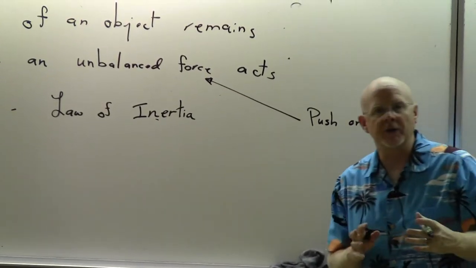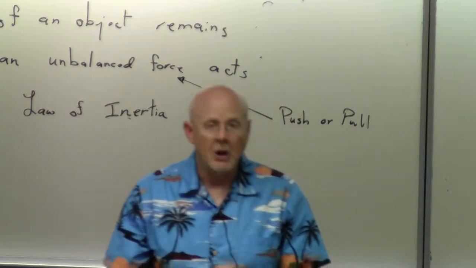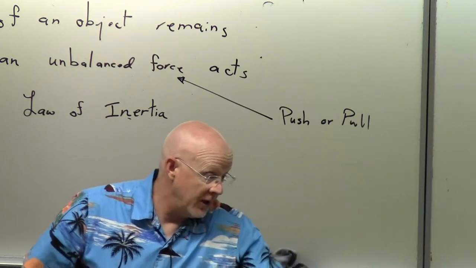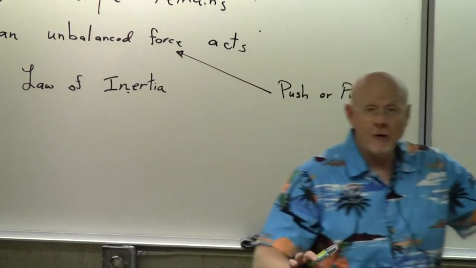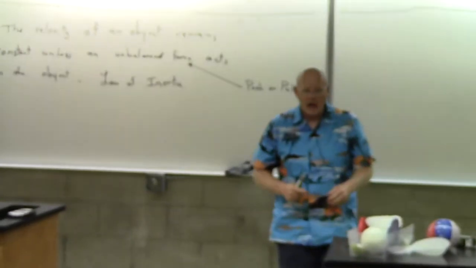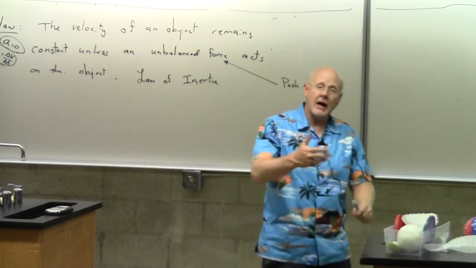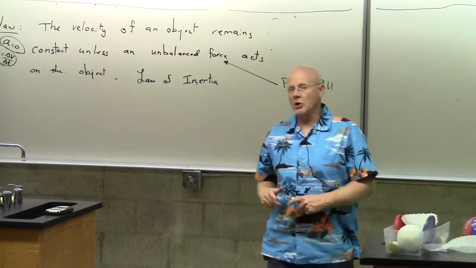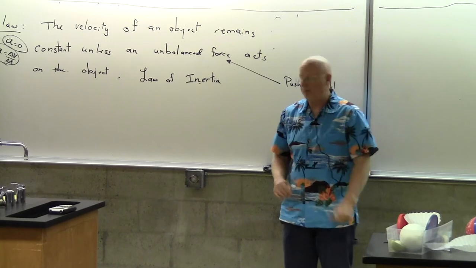Something that interacts with an object, something that wants to make it move, something that you can push or something you can pull. And so my hand could reach out to this table and pull it or push it. And I would say I'm applying a force. My foot could do the same thing. I could tie a rope. I could put magnets. I'll let gravity pull it down. There's a lot of ways this thing could be pushed or pulled. And so this is a very open-ended idea. Anything that's a push or a pull.